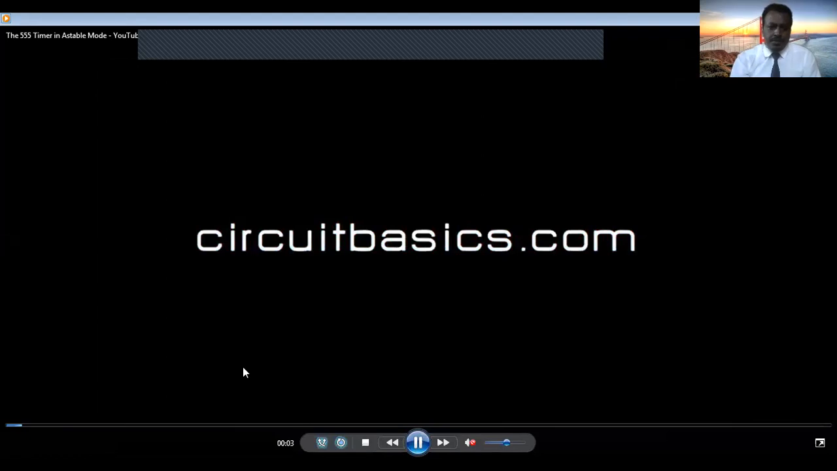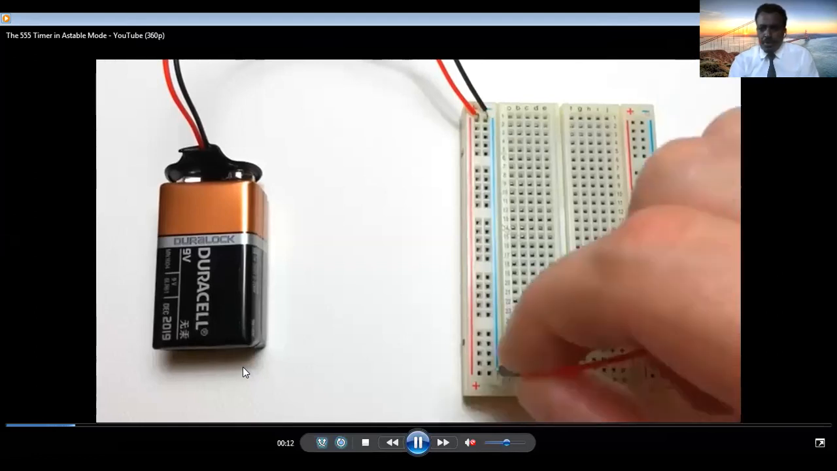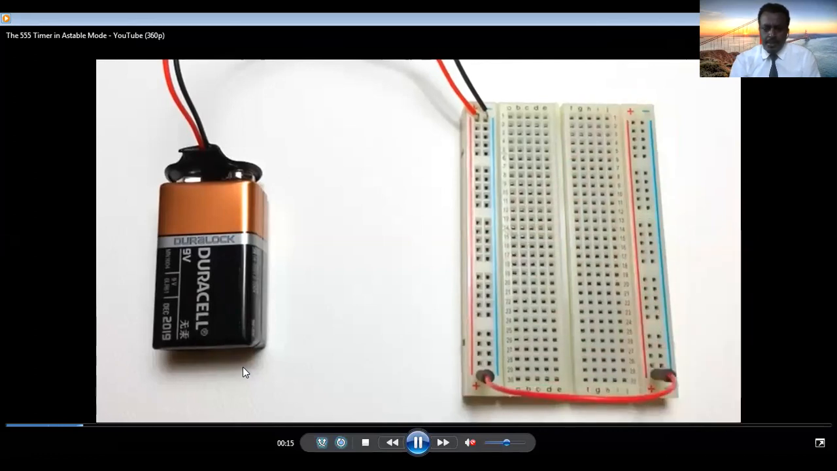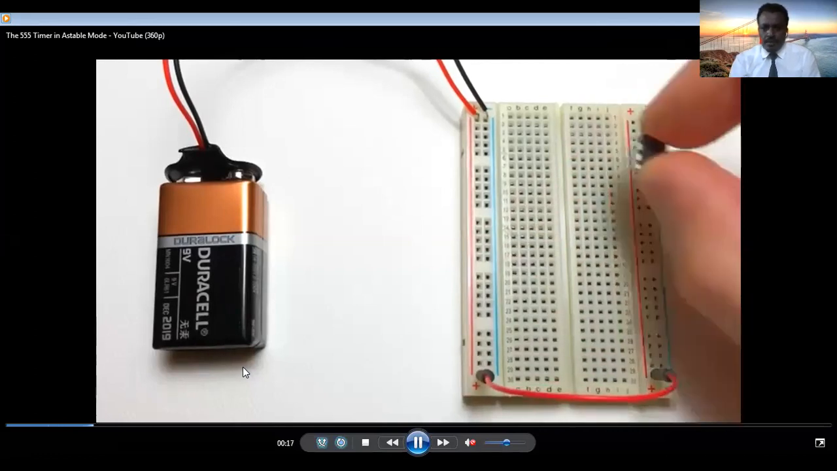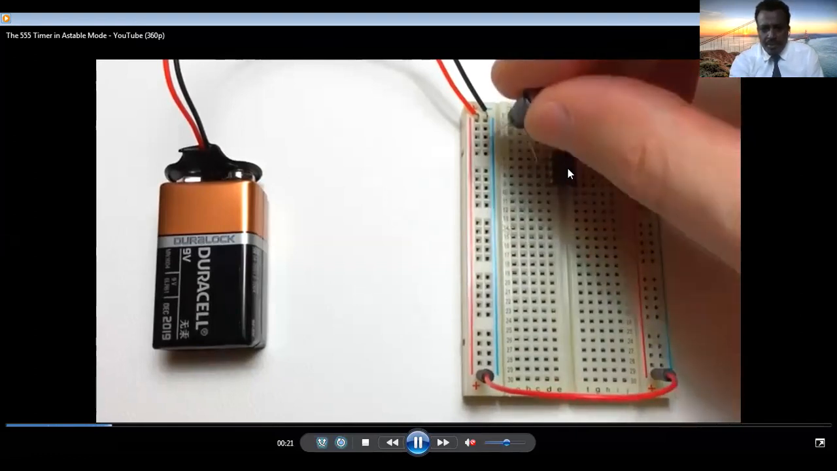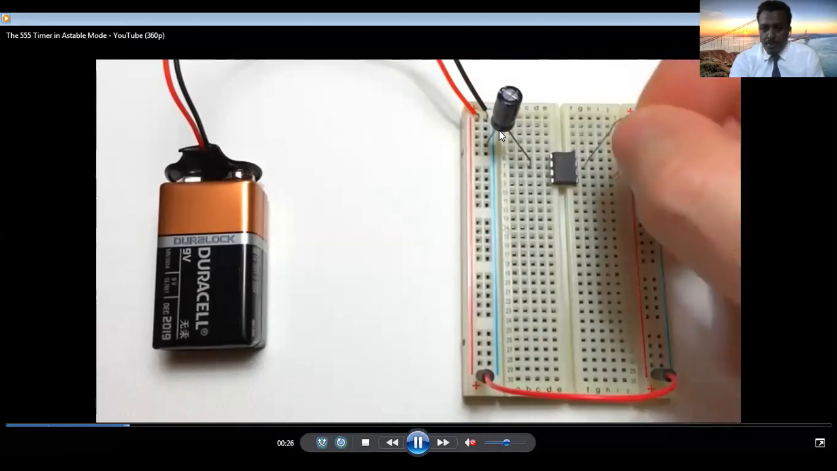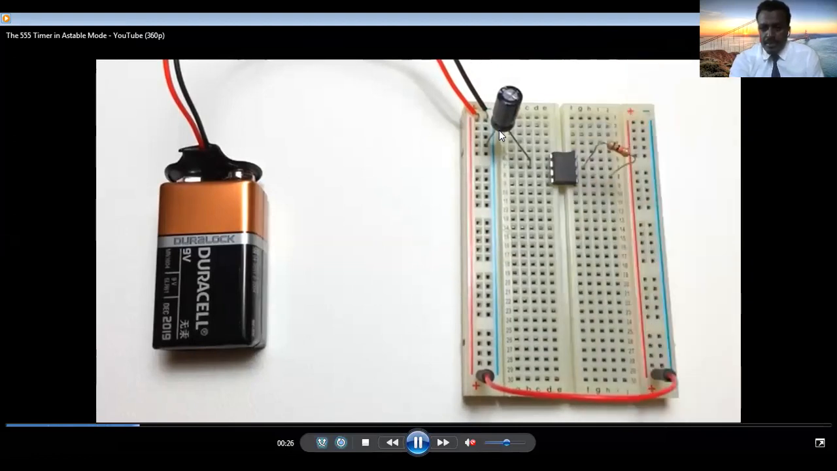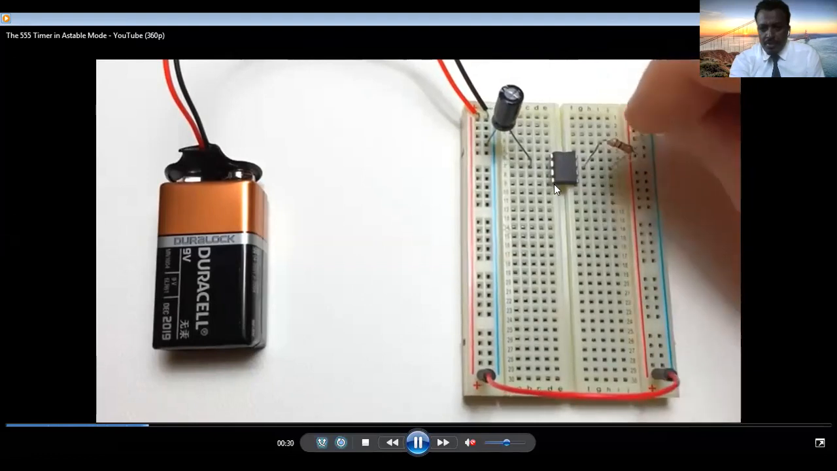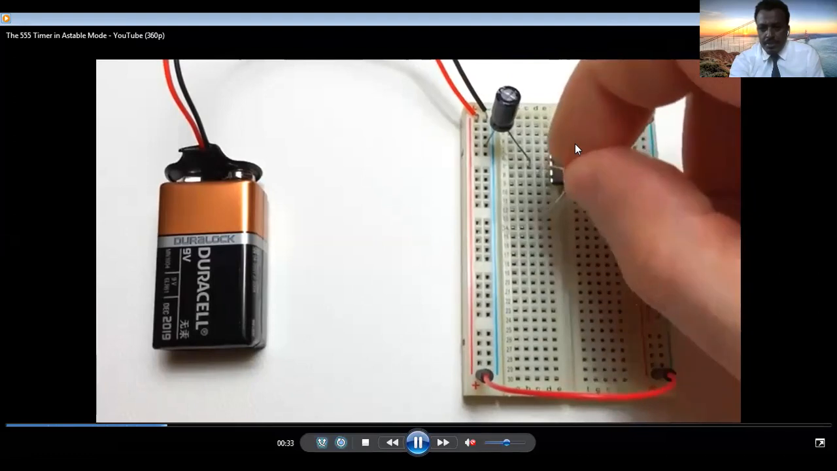Okay, in this video also you will see 555 timer in astable mode. So in astable mode, we need a timer. This is a breadboard. Now we connect the 555 timer IC here. This is external capacitor. I will explain why we connect this capacitor and resistors for this 555 timer. This is pin number 1, 2, 3, 4, 5, 6, 7, 8.